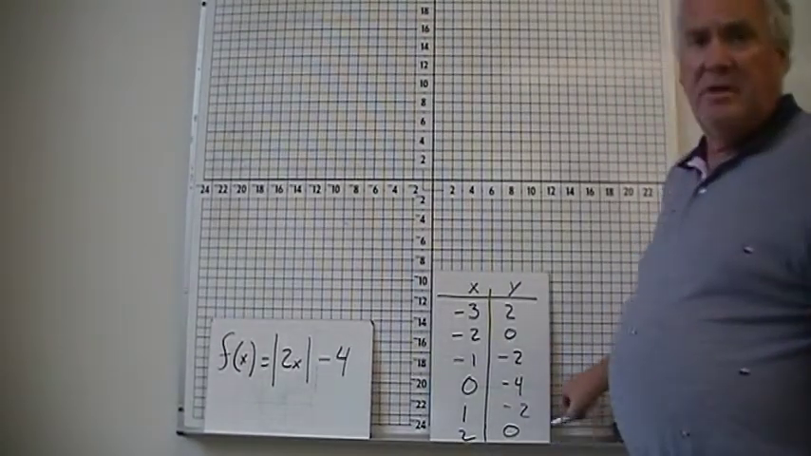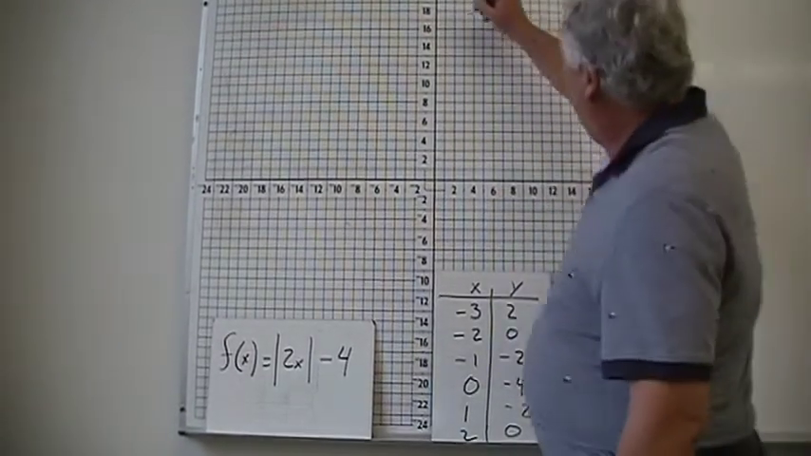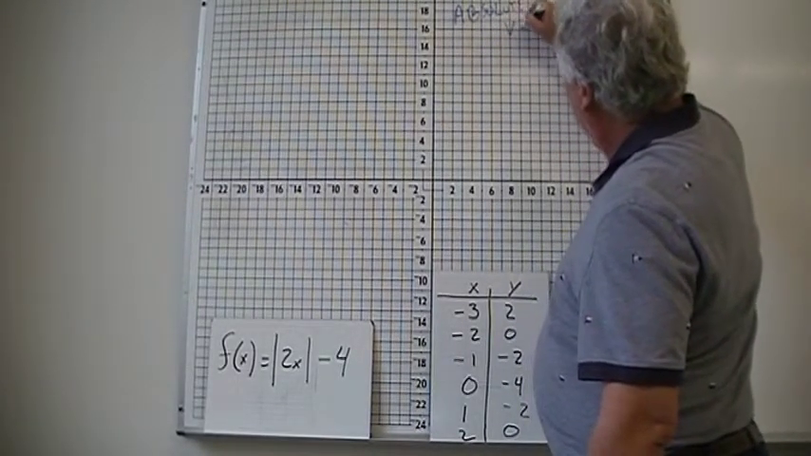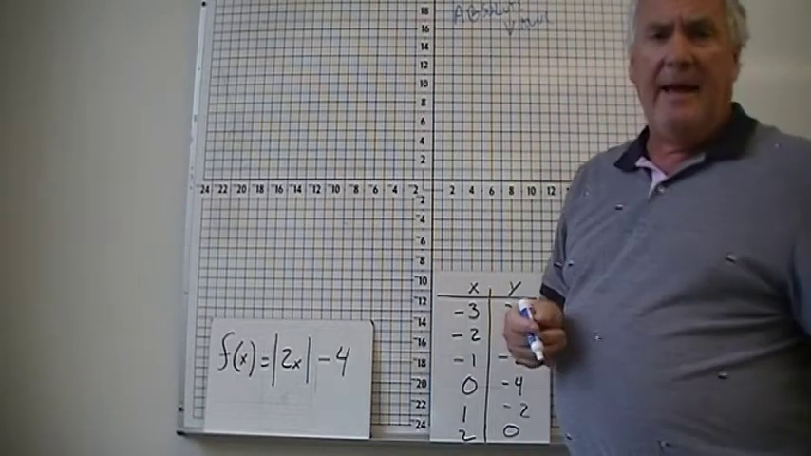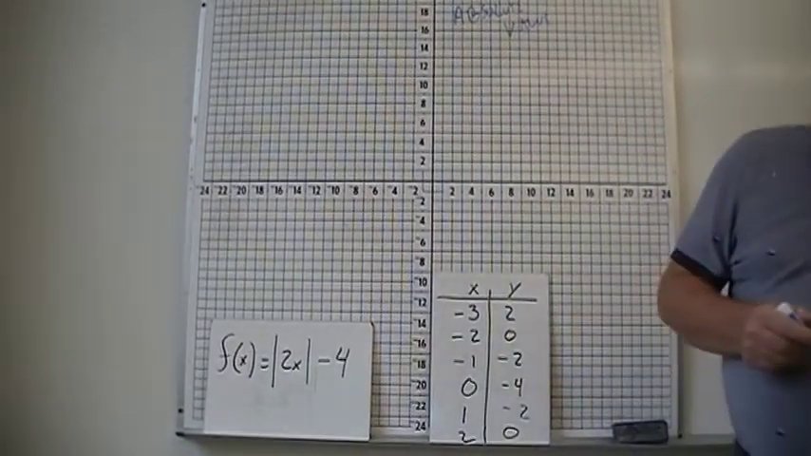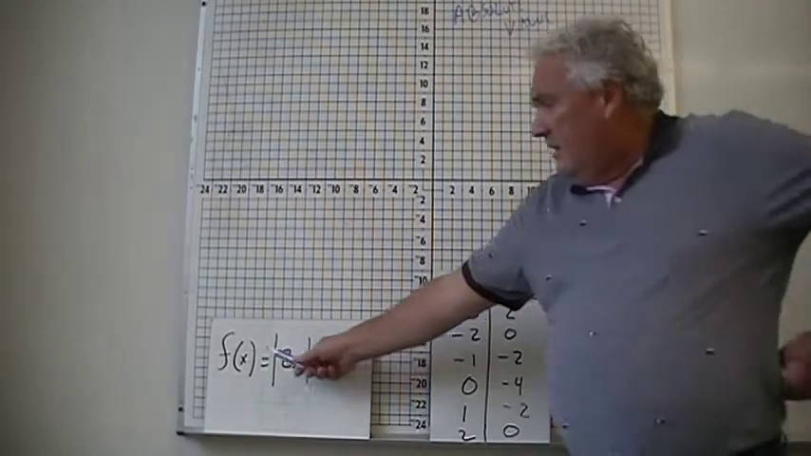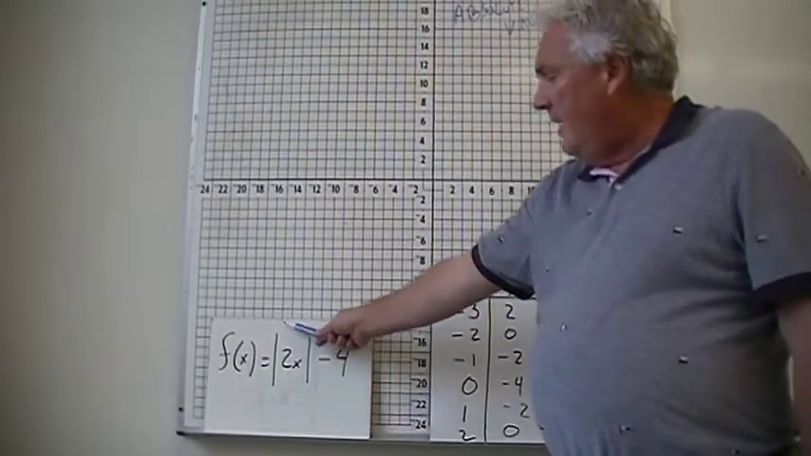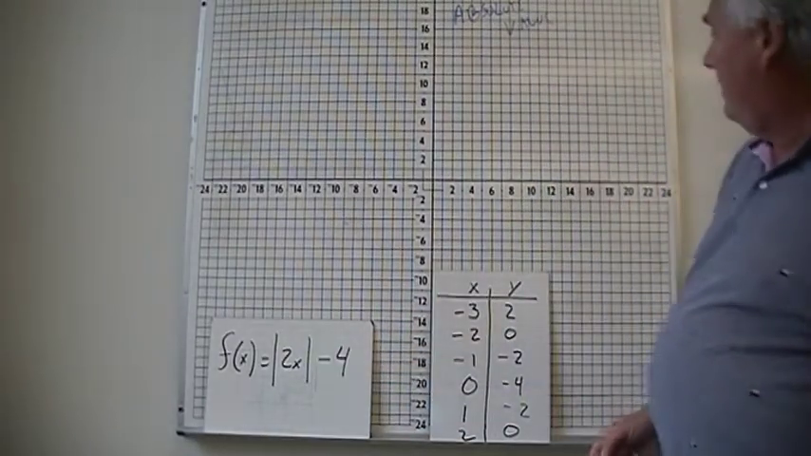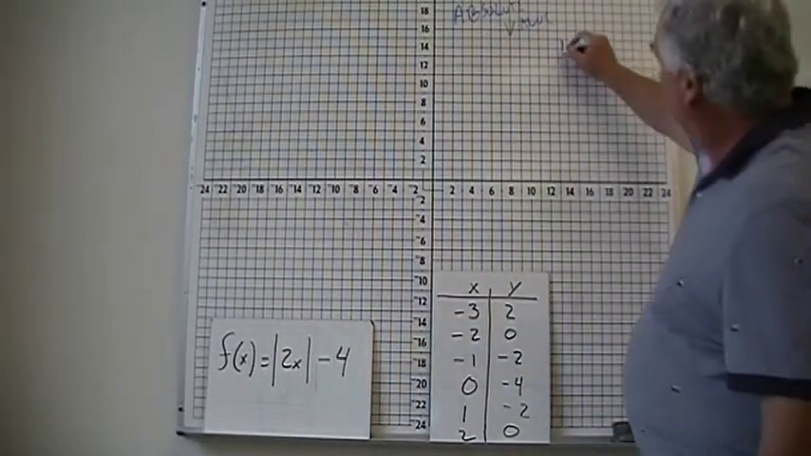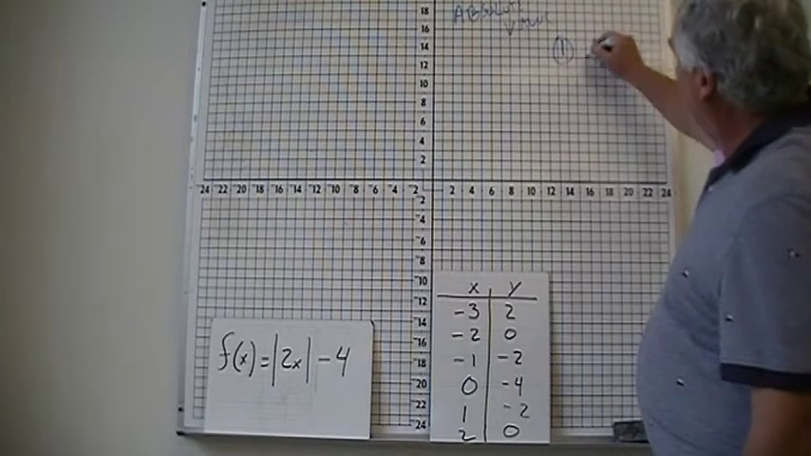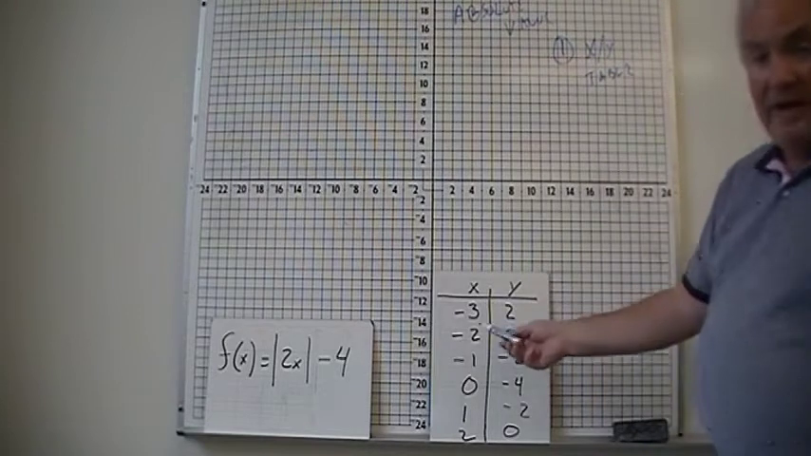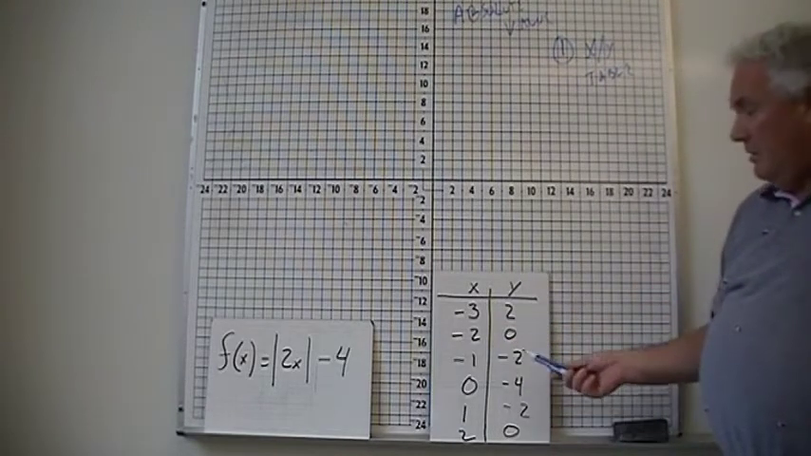Here is our next topic, absolute value. We're going to plot absolute value equations. The function f is the absolute value of 2x minus 4. Step 1, do an xy table, which I've done for you already right here.